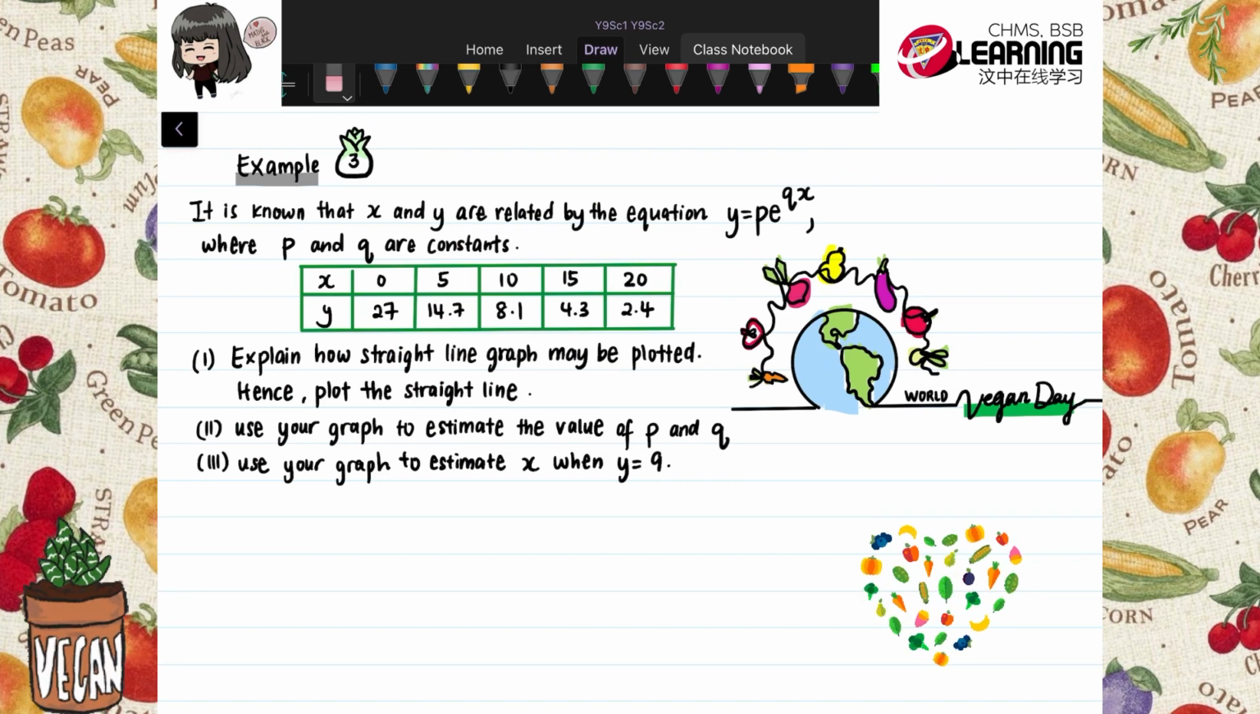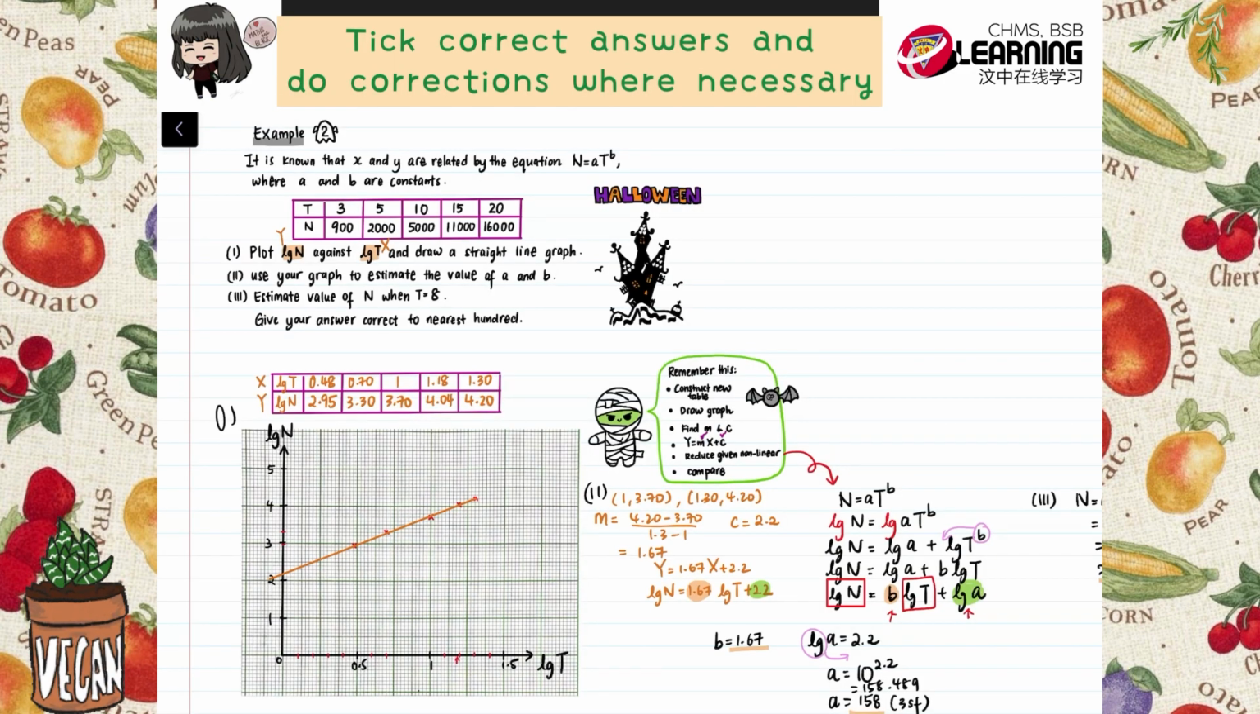So today is lesson 21. Let's continue with our graph, and this time we will include ln or exponential. Alright? Let's check our previous work first.